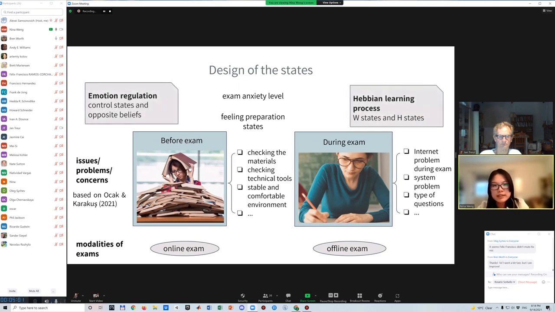As we would like to simulate the emotion regulation, we added some control states as well as the opposite beliefs. And also to introduce the behavior learning process, we add corresponding W states and H states, which we will introduce a bit later on.